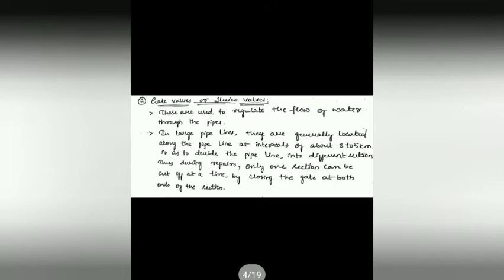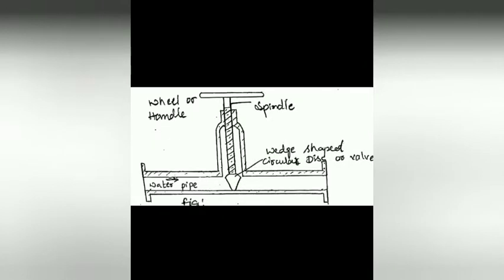In large pipelines, they are generally located along the pipeline at intervals of about 3 to 5 kilometers, so as to divide the pipeline into different sections. Thus, during repairs, only one section can be cut off at a time by closing the gate at both the ends of the section. Here in this figure, we can see a simple structure of the gate valve.